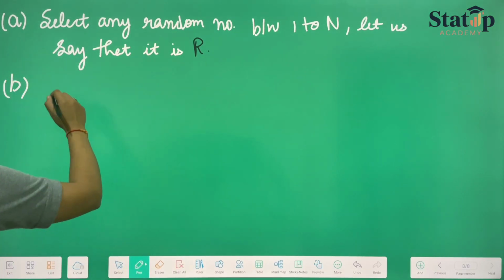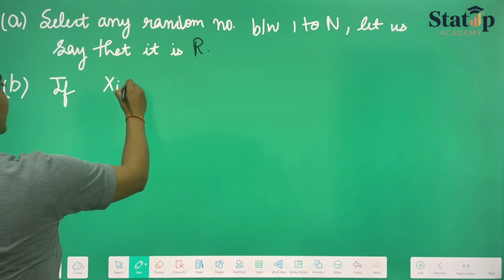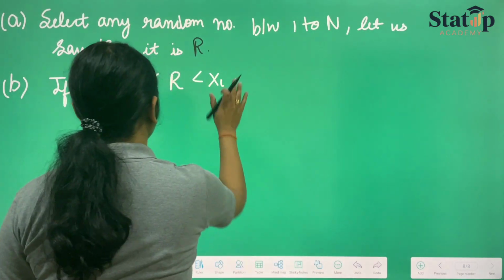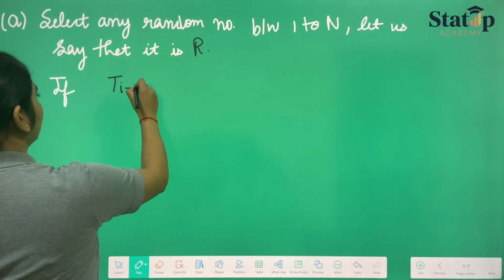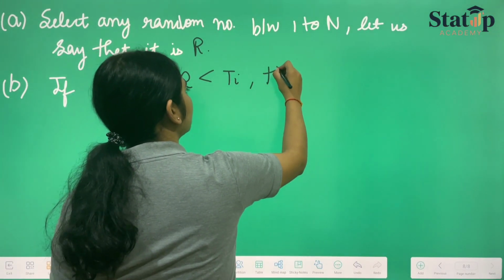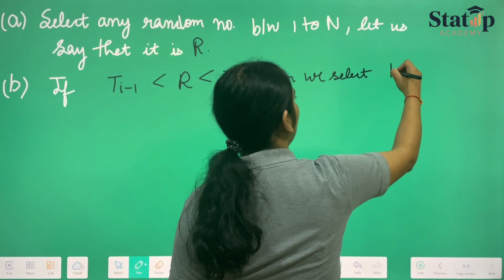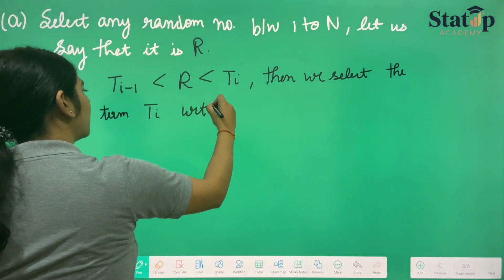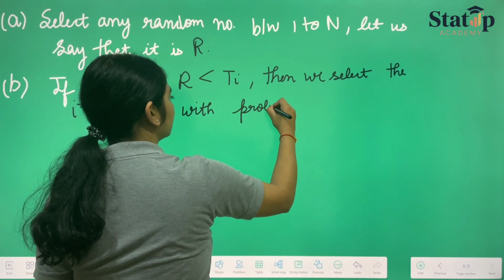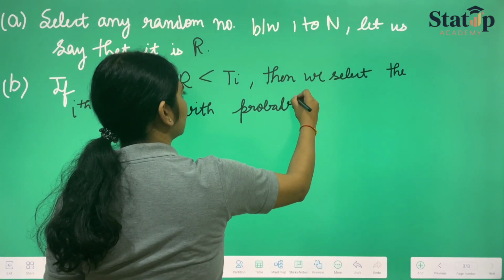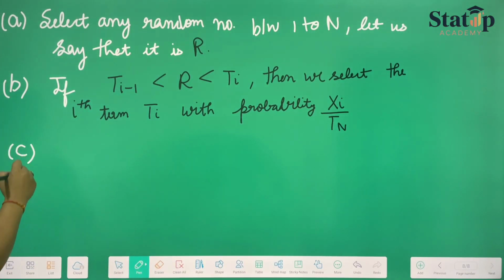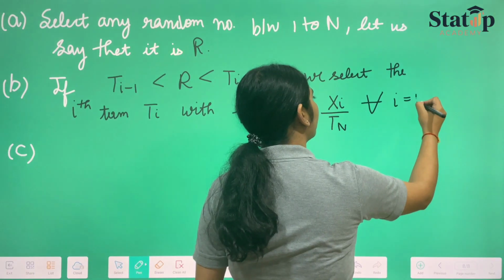Now the second step is, if R falls between Ti minus 1 and Ti, then we select the ith unit with probability xi upon Tn, where i goes from 1 to capital N.